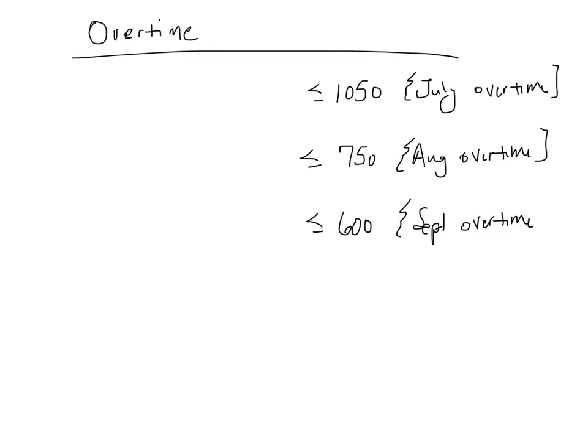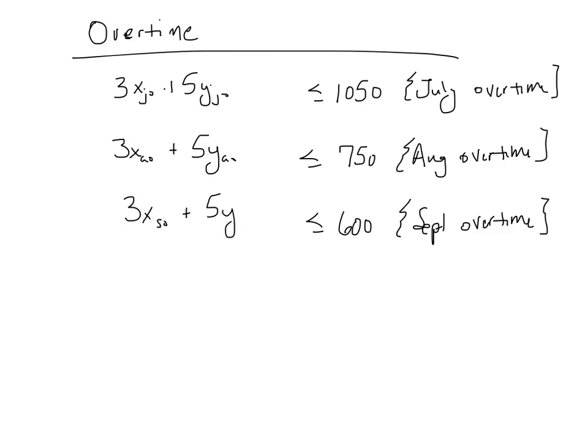How do we make sure we don't go over it? Again, just because we're using overtime doesn't mean that it takes any more time, but we just have to have the right variables. So we have 3xjo plus 5yjo, 3xao for overtime plus 5yao, and then 3xso plus 5yso. And that takes care of the overtime.